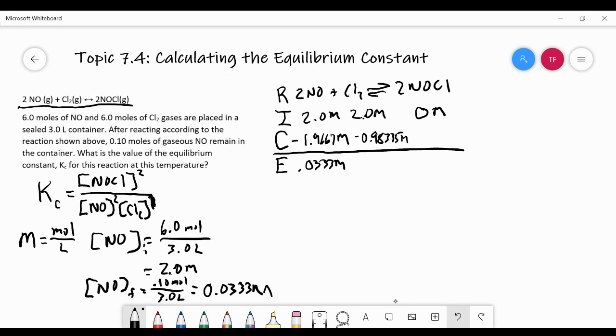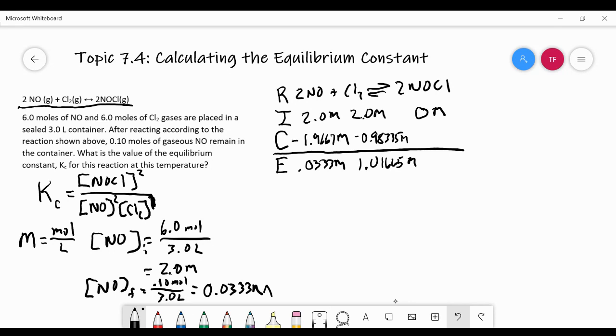So if we do the subtraction, 2 minus 0.98335, that gives us 1.01665 molar at equilibrium. So now we know how much Cl2 is present at equilibrium, or the concentration at equilibrium. We just calculated that. How did we do that? Using stoichiometry. Twice as much NO was lost as Cl2.